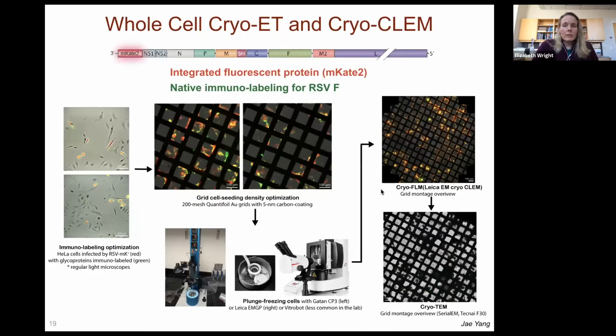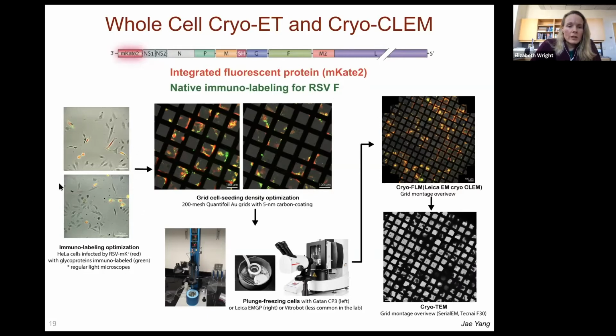And so here's a little bit about the workflow. In this case, when we're studying respiratory syncytial virus, we conveniently have this integrated fluorescent protein tag, MCATE. So it's a Katushka tag that's located at the 3' end of the genome. And so this allows us to see which cells on the grid are replication competent for the virus. And then to further understand where the viruses are assembling on these cells, we can native immunolabel the RSV-F fusion glycoprotein on the surface.